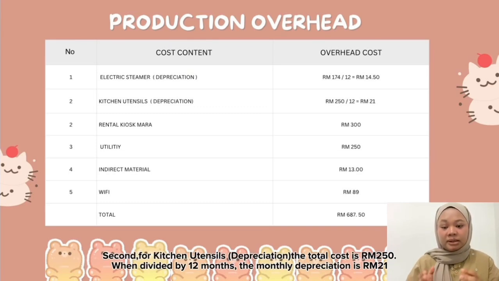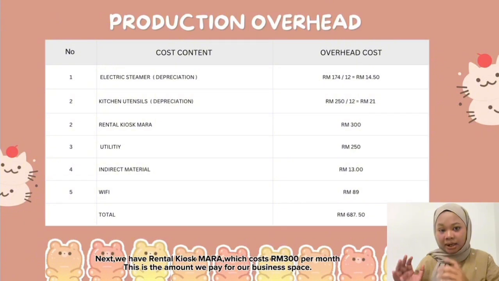Second, for kitchen utensil, the total cost is 250 ringgit. We divide by 12 months, the monthly depreciation is 21 ringgit. Next, we have rental kiosk Mara, which costs 300 ringgit per month. This is the amount we pay for our business space.